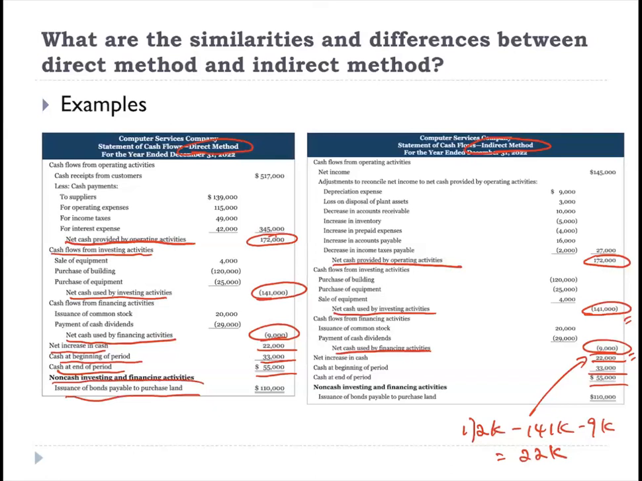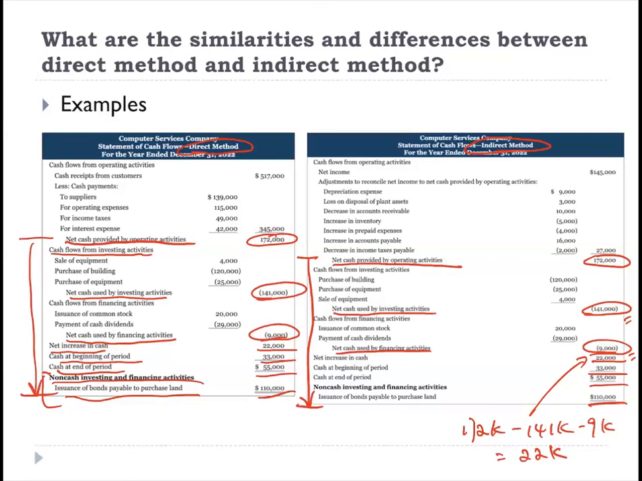And non-cash activities: the firm issued bonds to purchase land, and bonds increased by 110,000, land increased by 110,000, but it doesn't involve cash. So we put it at the bottom of the statement of cash flow, 110,000. And if you look closer, anything after this line is exactly the same between those two statements.